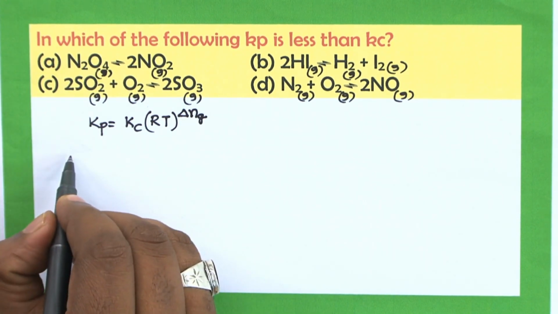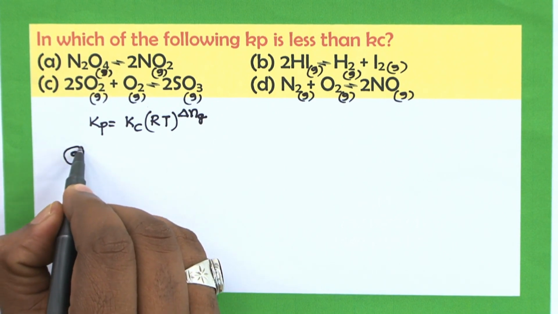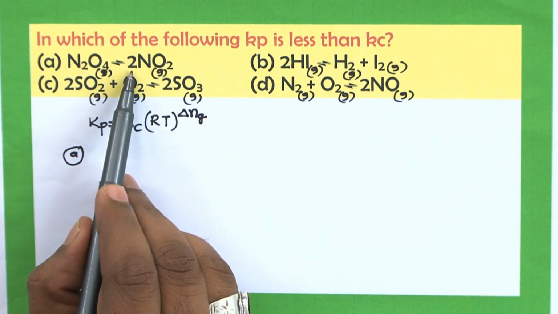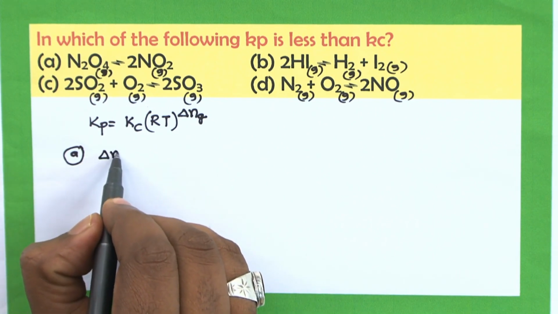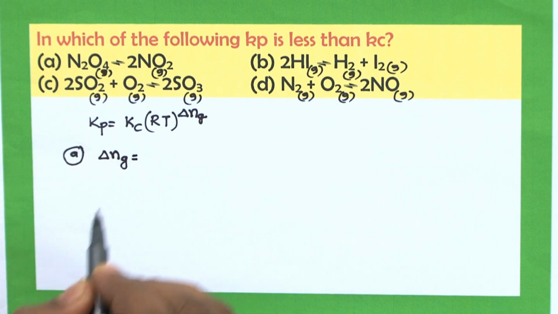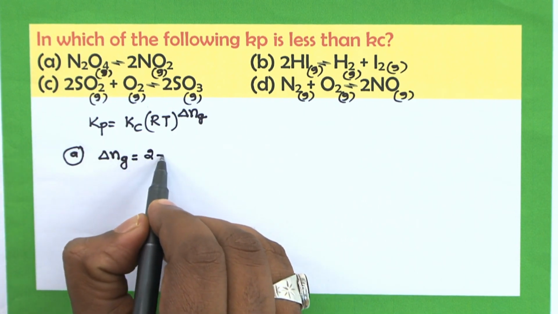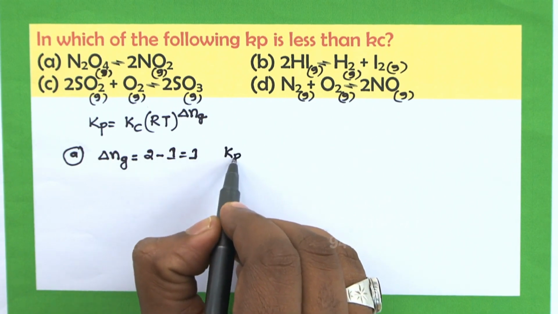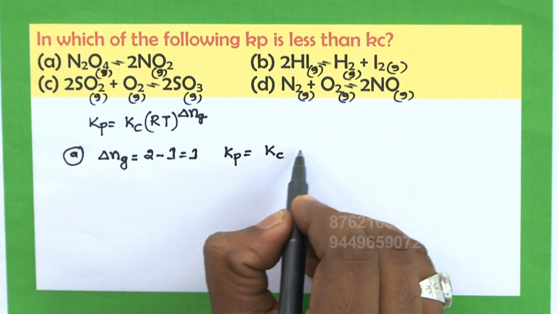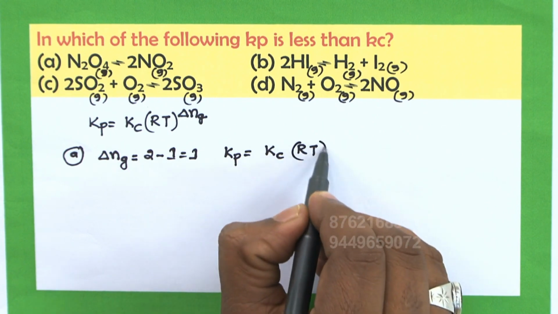Now, for option A, the number of moles of gaseous product is 2 and the gaseous reactant is 1. Hence, delta n for option A is 2 minus 1, that is equal to 1. Hence, for this equation, Kp will be equal to Kc into (RT) raised to 1.